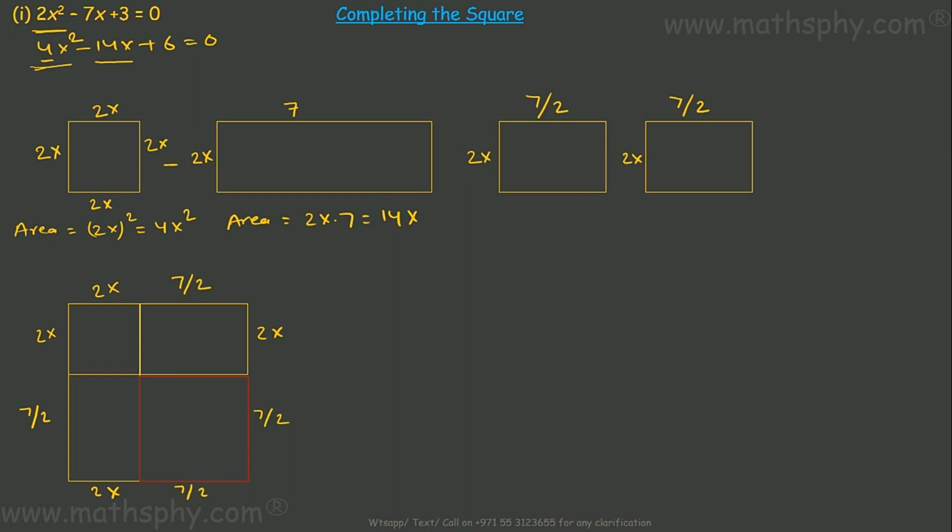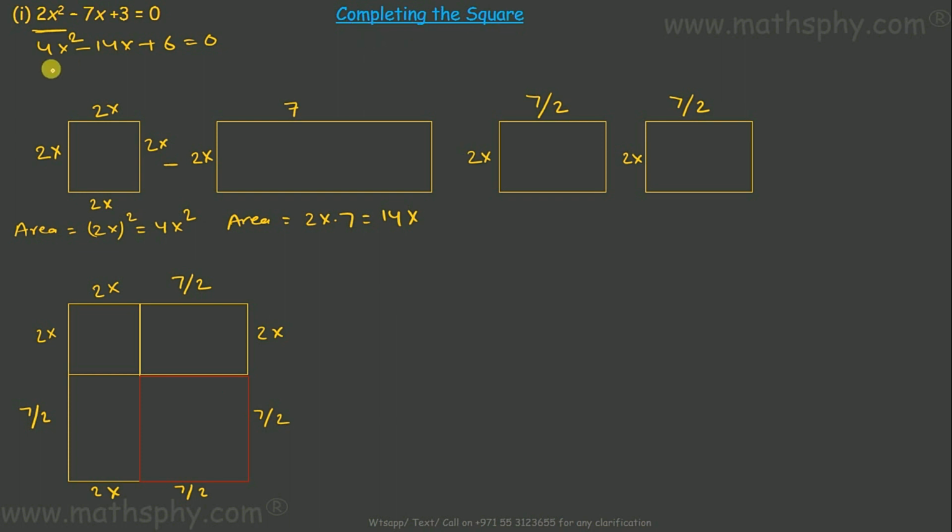Now if you see, this side here is 2x plus 7 over 2, this side here is 2x plus 7 over 2, and so are the other sides. What we have done here is taken these two rectangles and this square, and borrowed one more square and made a big square. So we are actually following completing the square.